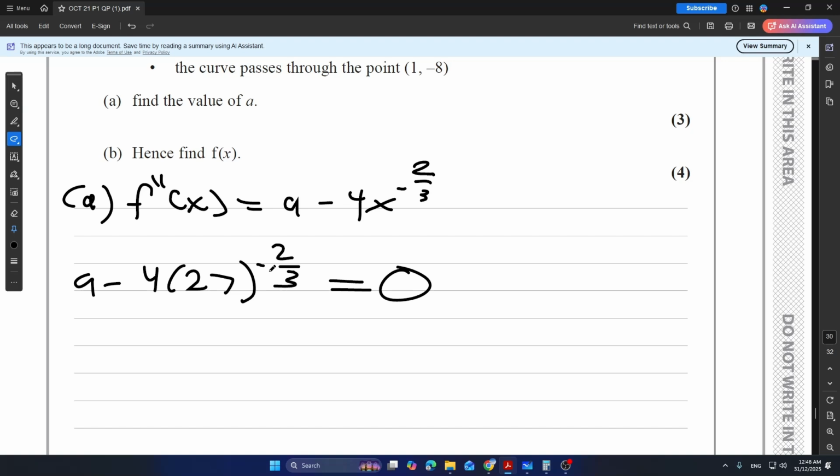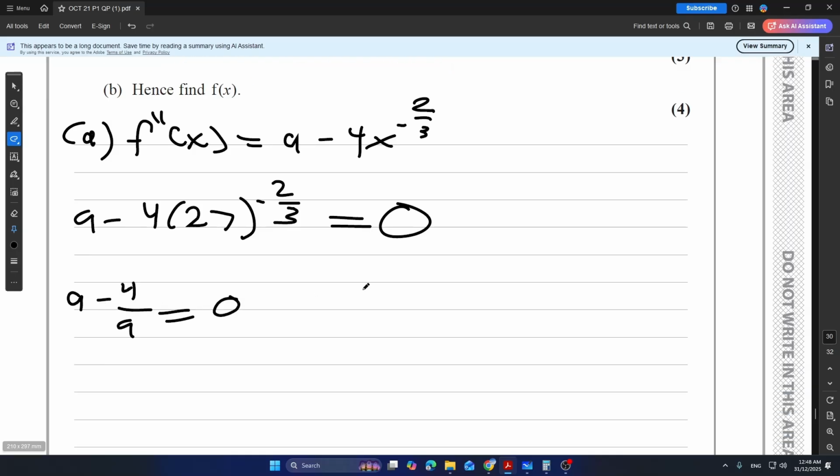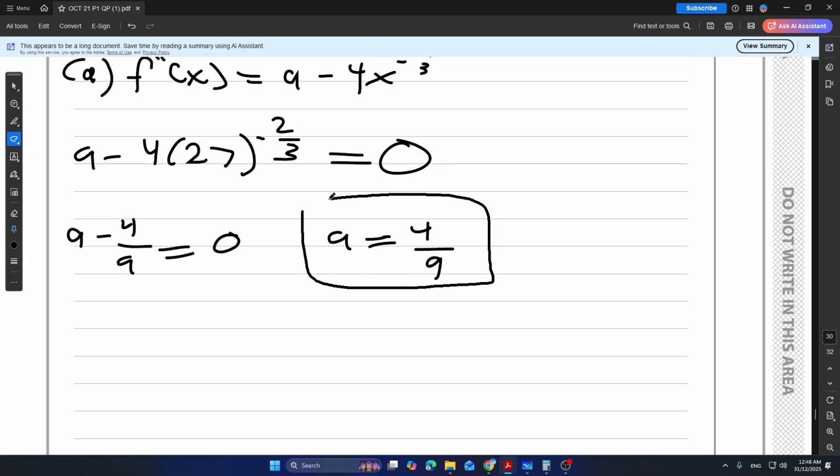27 to the power minus 4, 27 power minus 2 over 3. We get minus 4 over 9, so a minus 4 over 9 equals 0. Take the 4 over 9 to the other side, a equals positive 4 over 9. And that's our A answer.